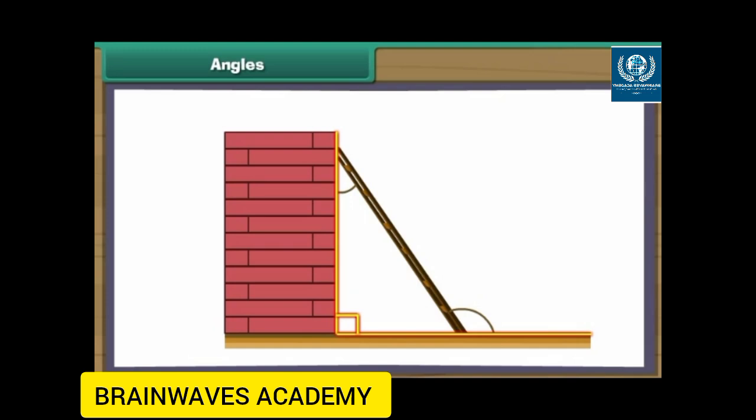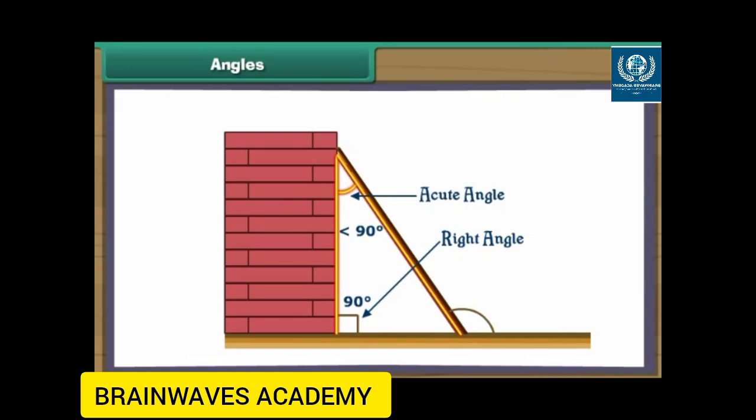The angle is L-shaped. It is a right angle and its measure is 90 degrees. Now consider the angle that the ladder makes with the wall. We take the wall as the base. The ladder is not vertical. It is tilted in. Such an angle is called an acute angle, and its measure is less than 90 degrees.